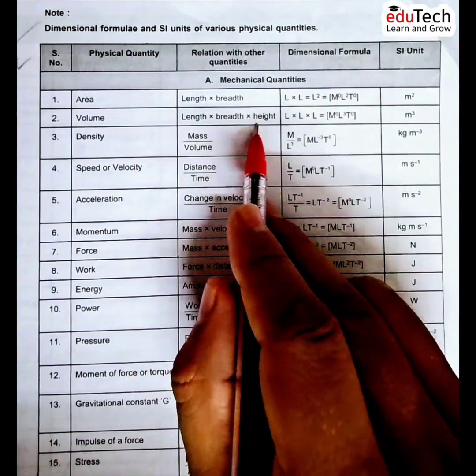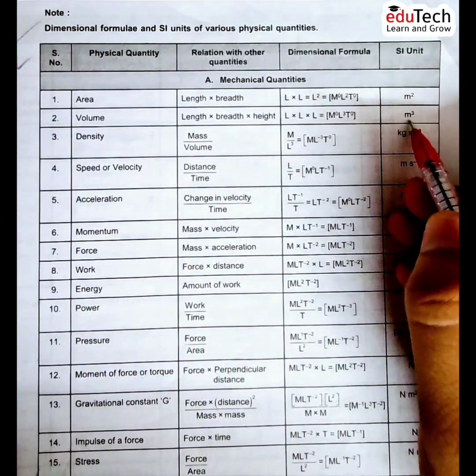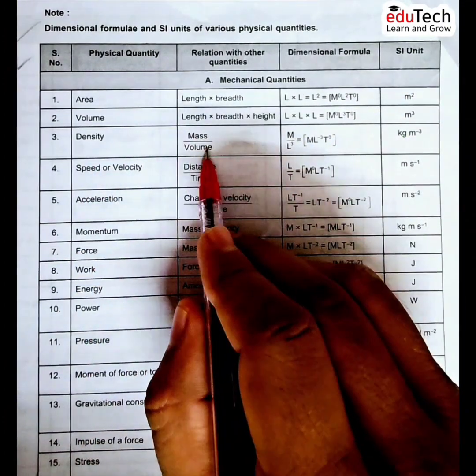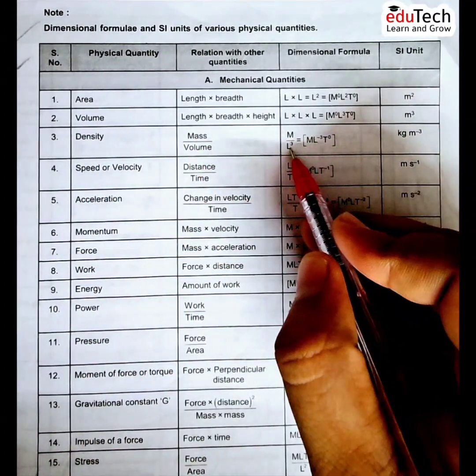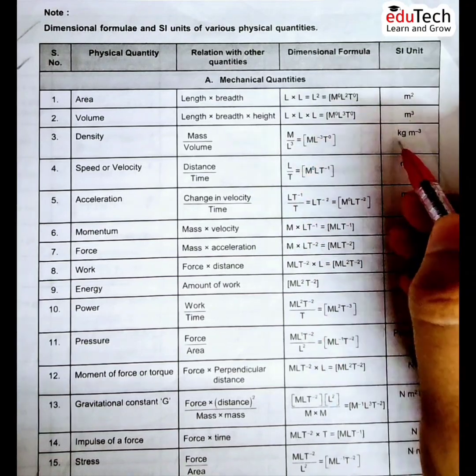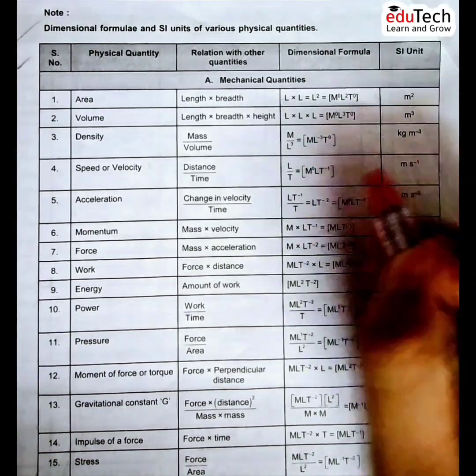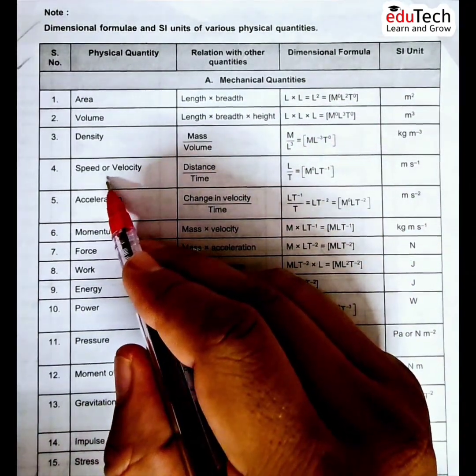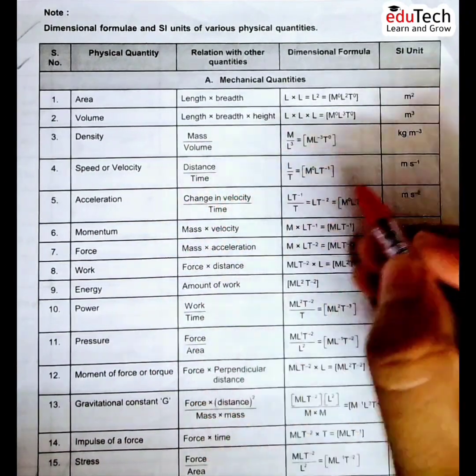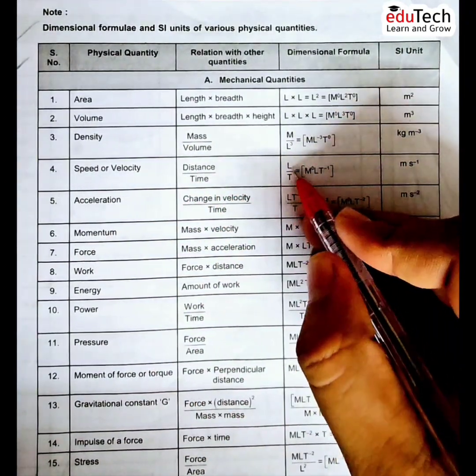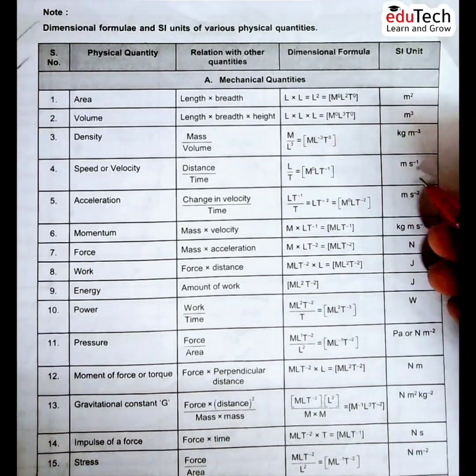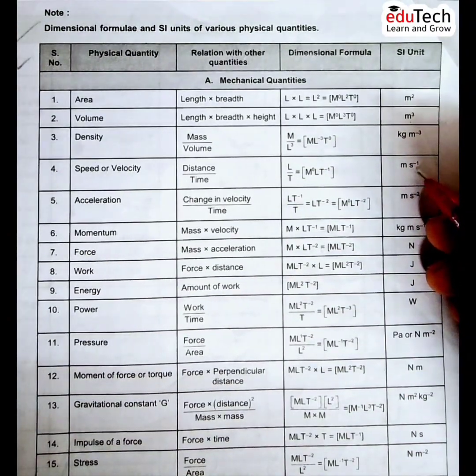Formula is length into breadth into height, dimensional formula L power 3 and unit m cube. Third is density, mass upon volume. So M upon L power 3, that is M L power minus 3, and unit is kg per meter cube. Fourth is speed or velocity. Formula is distance upon time and dimensional formula will be L upon T or L T power minus 1 and unit will be meter per second.